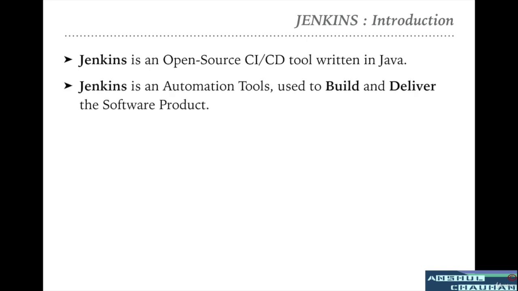Jenkins is an automated tool which is generally used to build and deliver the software product. With the help of Jenkins, you can build your product and deploy it on production, on QA environment or performance environment. So we can say the Jenkins tool will be used for the building and delivery of your product.